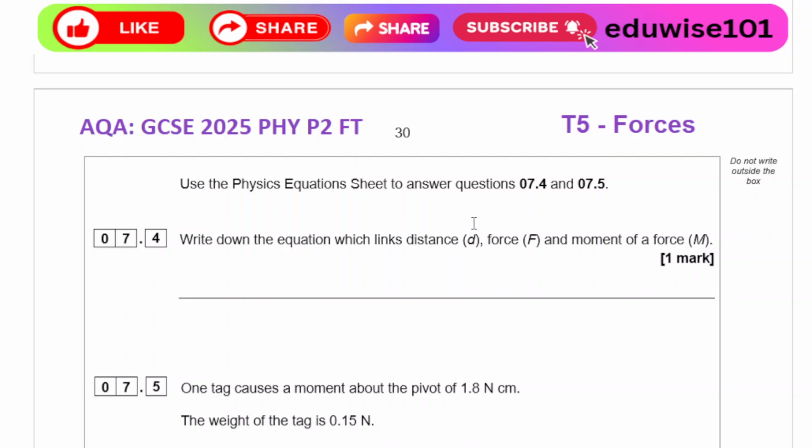Use the physics equation sheet to answer the questions. Write down the equation which links distance, force, and moment. Now, moment, M, equals force multiplied by the distance. You can write the word equation as well, but you can write the simple equation, which is easier.